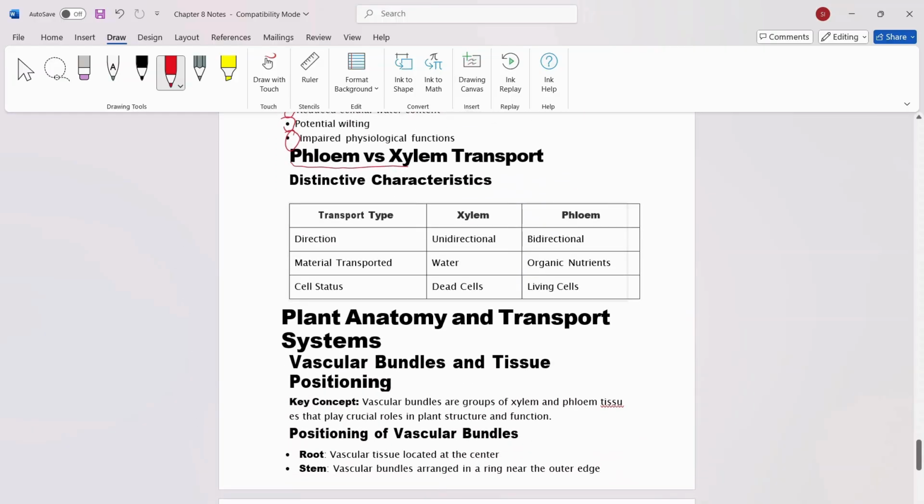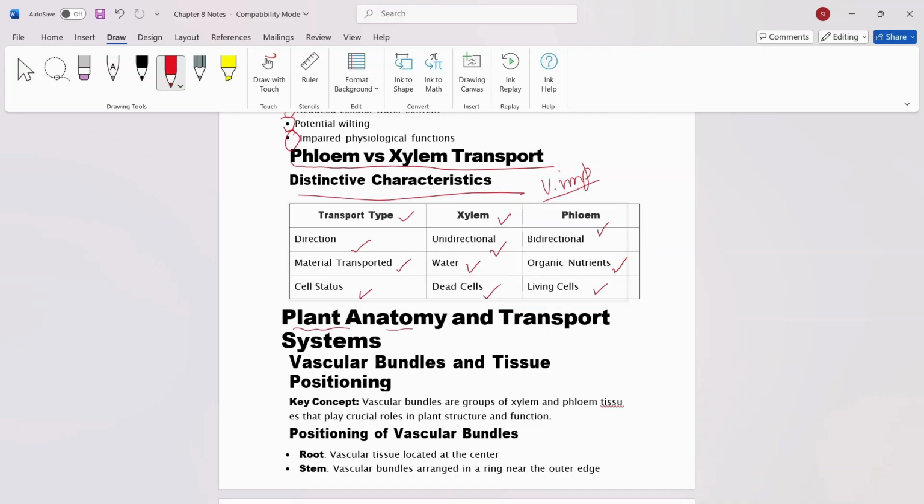Let's talk about phloem versus xylem transport. Distinctive characteristics, very important. Transport direction: xylem is unidirectional, phloem is bidirectional. Material transported: xylem transports water, phloem transports organic nutrients. Cell status: xylem are dead cells, phloem are living cells.